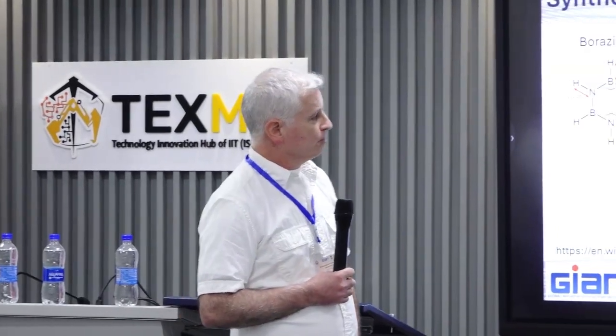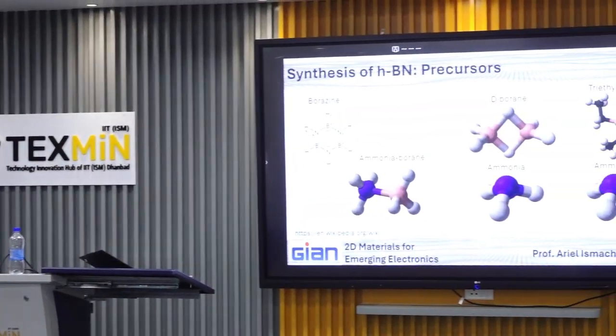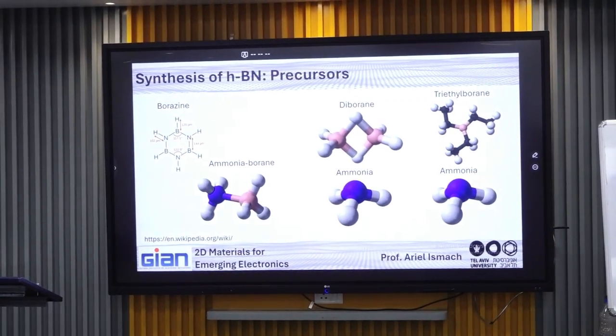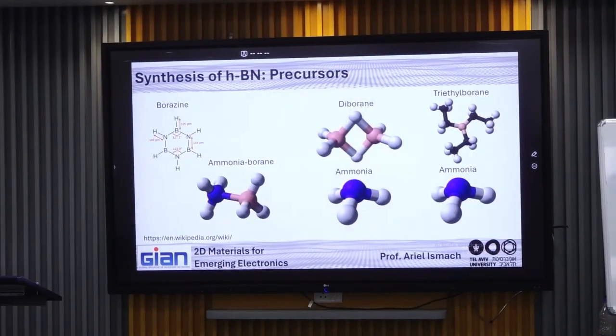And the other one is like a metal organic example. And of course, if you use one of these, you need to use ammonia in order to account for the nitrogen. So these are the most common precursors. Each one of them has its advantages and disadvantages.